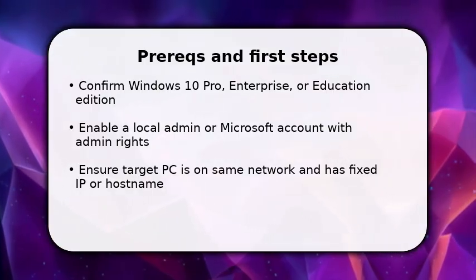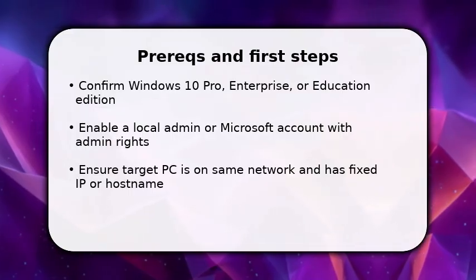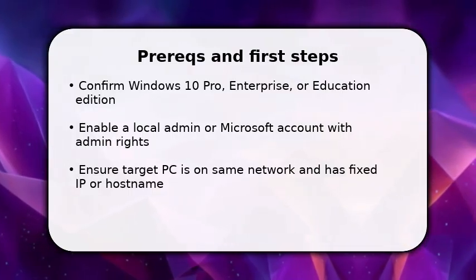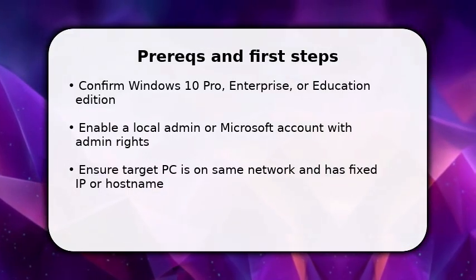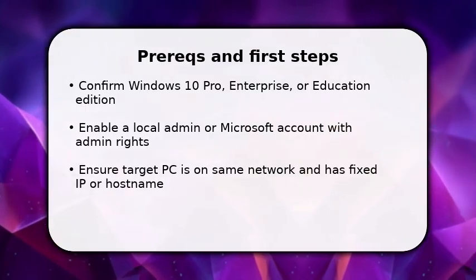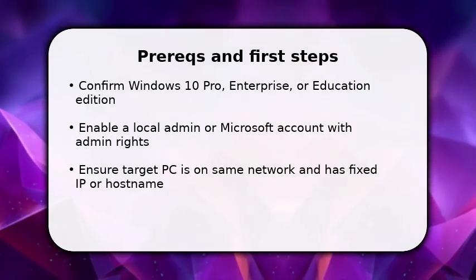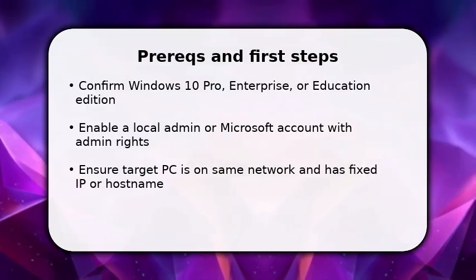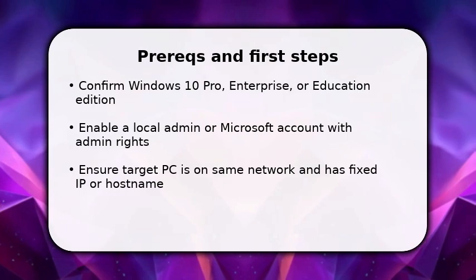Make sure Network Profile is private. This allows discovery and firewall rules to apply. While you're here, note the PC name shown. You'll need it later. If the device uses a dynamic IP, plan to reserve an address in your router so the name or IP stays consistent.